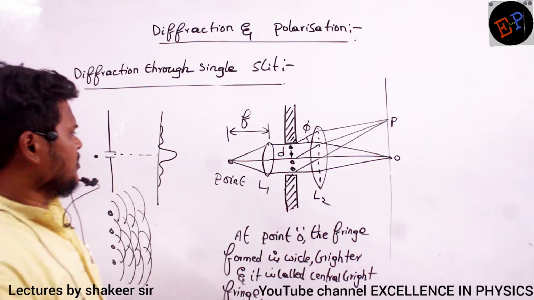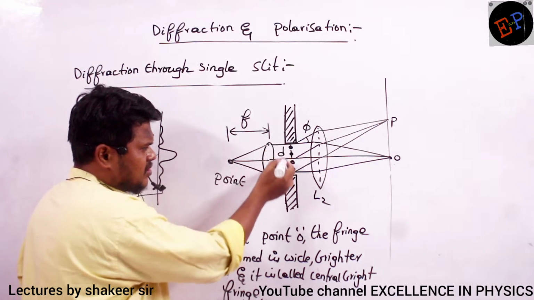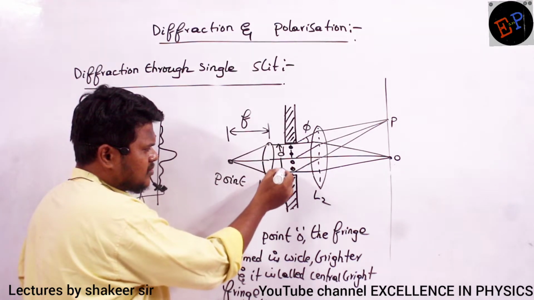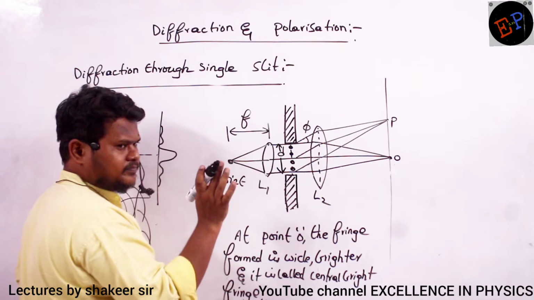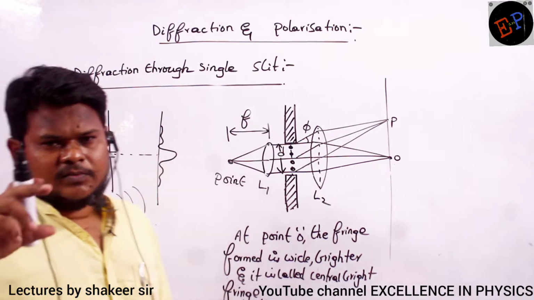So what I do is, this width is there, the width of this slit, this I can call D. So here what is D? The width length.